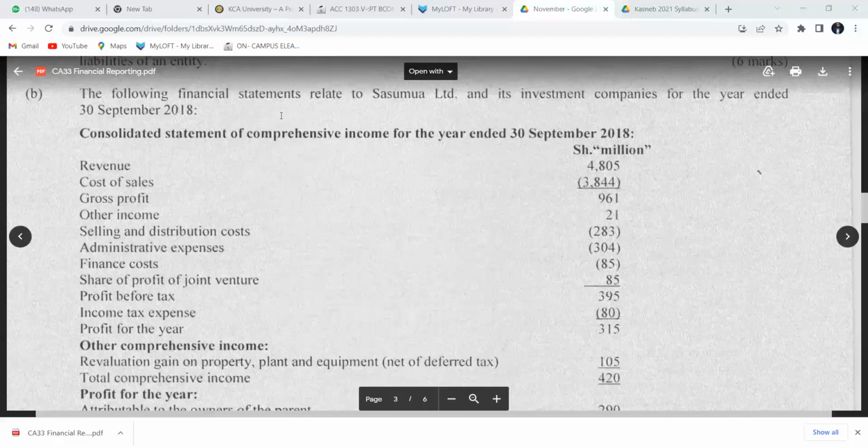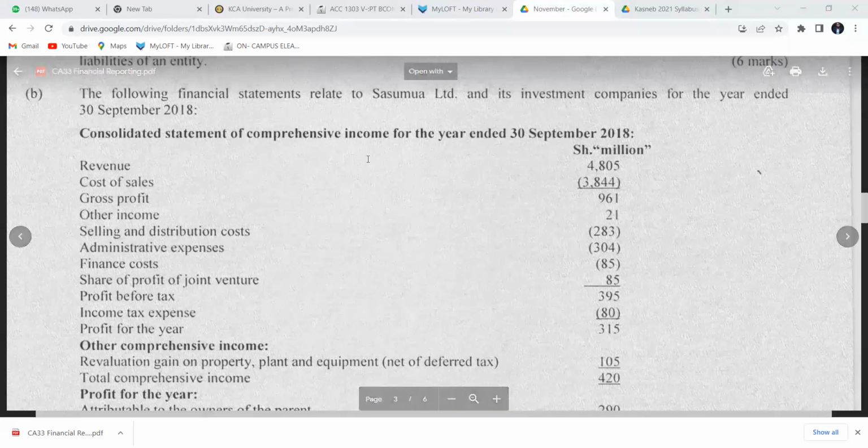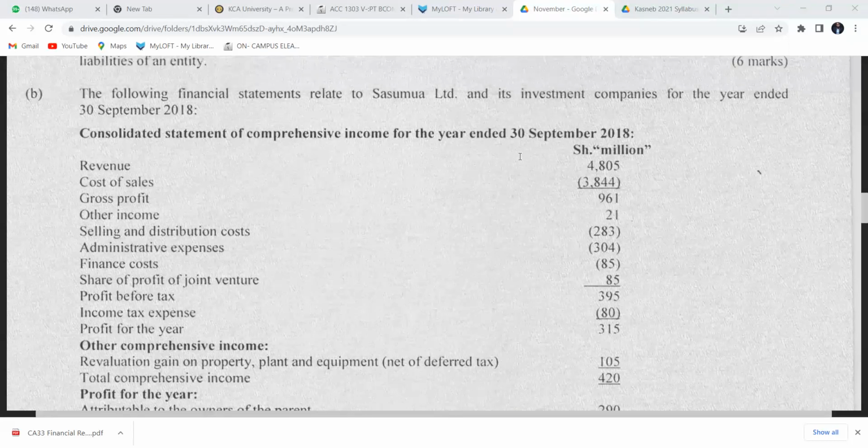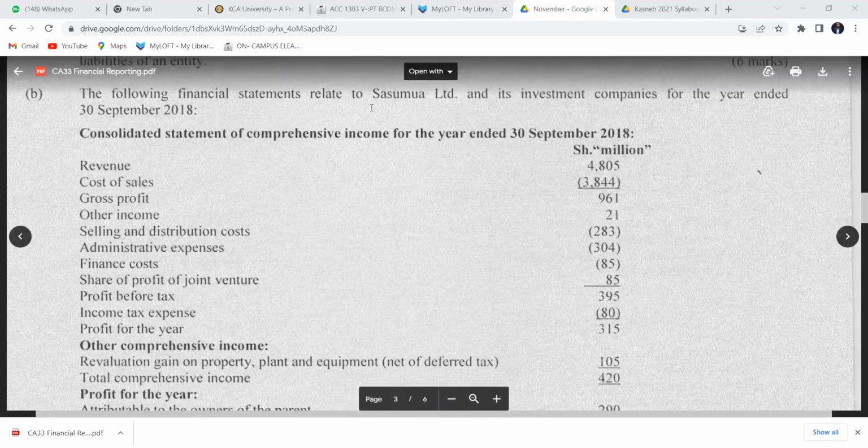So since we are done with the question of that May 2014, I would like to interpret this question of November 2018 so that you can do it as part of your assignments. So they were saying that the following financial statements relate to SASMUA and its investment companies for the year ended 30 September 2018. We have the consolidated statement of comprehensive income for the year ended 30 September 2018. So we have that income statement there.